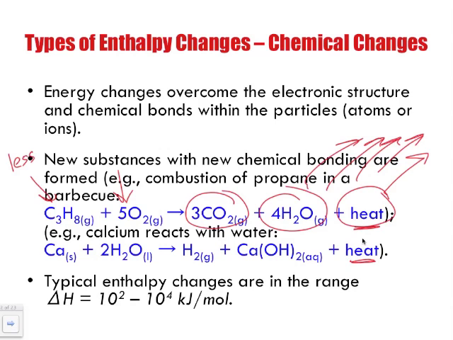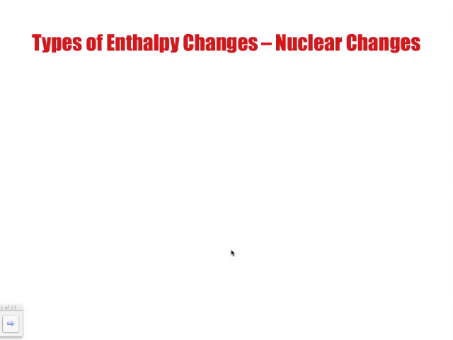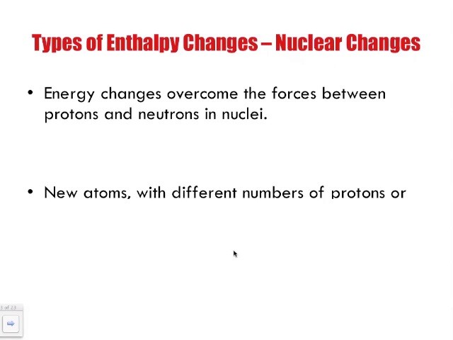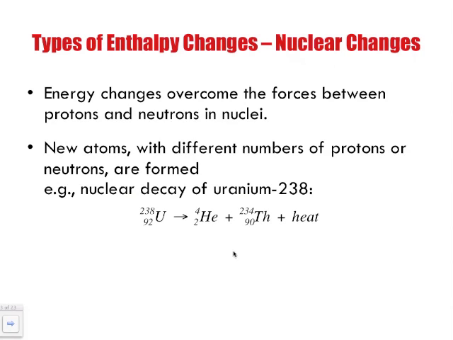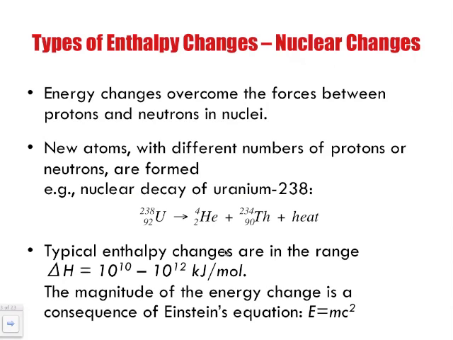Typical enthalpy changes greater than those in a physical change can be anywhere from 10 to the power of 2 to 10 to the power of 4 kilojoules per mole. Even higher than that are the nuclear changes. A lot more change in enthalpy is found in typical nuclear reactions. Energy changes have to overcome the forces between the protons and neutrons in the nucleus of an actual atom, so new atoms form with a different number of protons and neutrons.